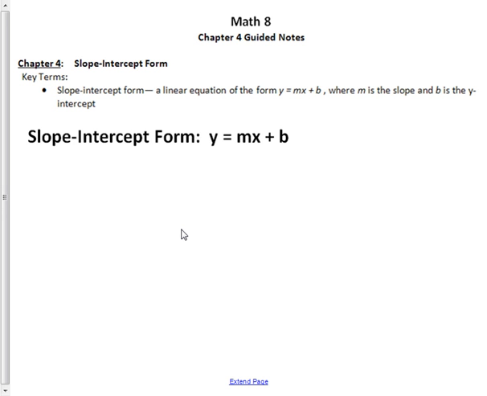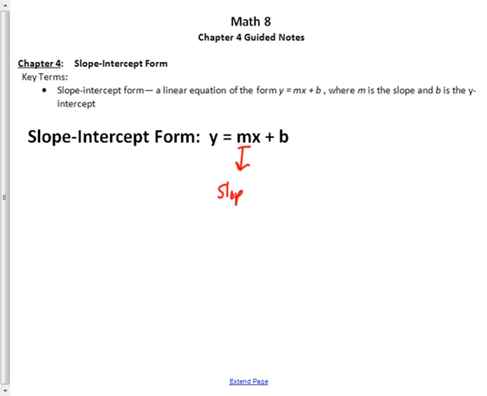In lesson 4 of our chapter 4 mini unit, we're going to be talking about slope-intercept form of a linear equation. So what does slope-intercept form mean? Well, a linear equation of the form y equals mx plus b, where m stands for the slope and b is the y-intercept. So when we break this down, m right here stands for the slope.